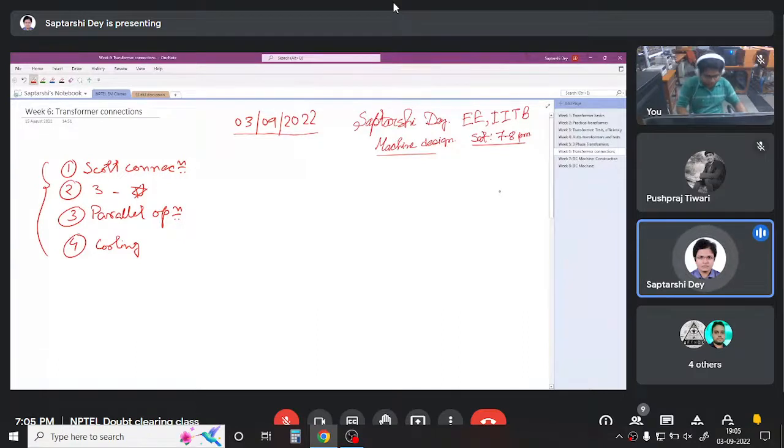In the other doubt clearing class that was organized today at 4 p.m., parallel operation of transformers has been covered. In this session now, I will be discussing mostly about Scott connection and 3-phase to 6-phase connection. These things I will discuss.